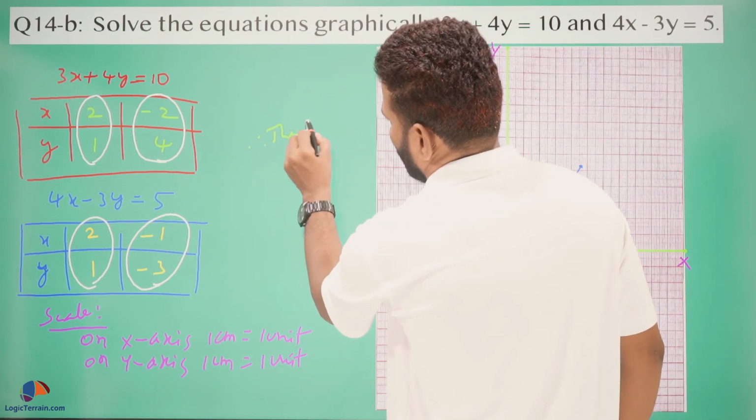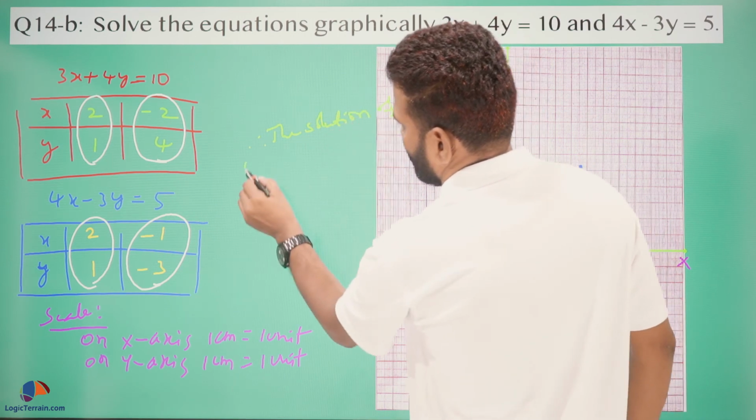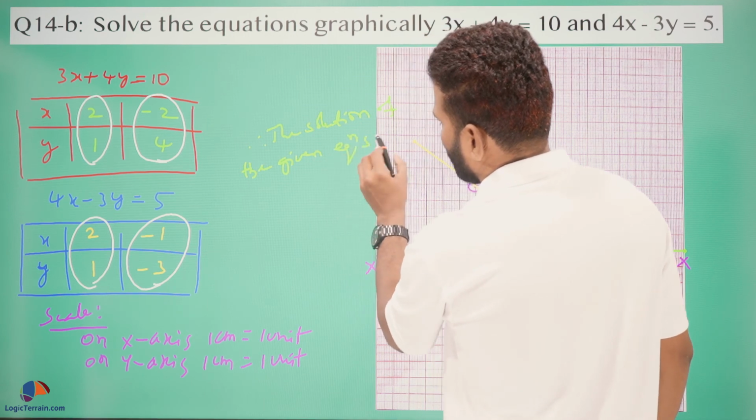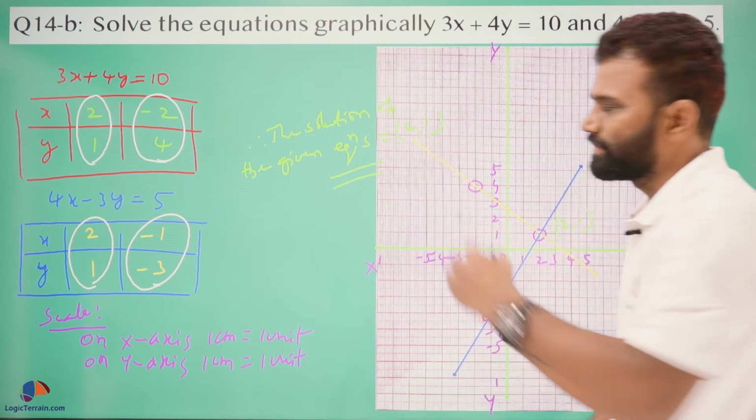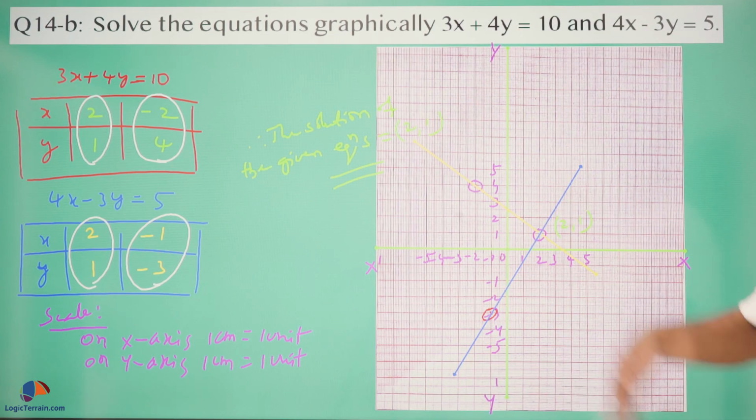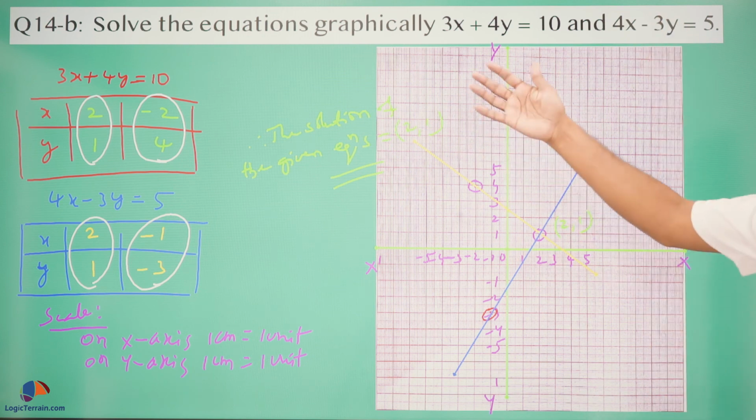Therefore, the solution of the given equations is 2, 1. Clear? So this way you have to find the solution of any pair of linear equations graphically. This is it.